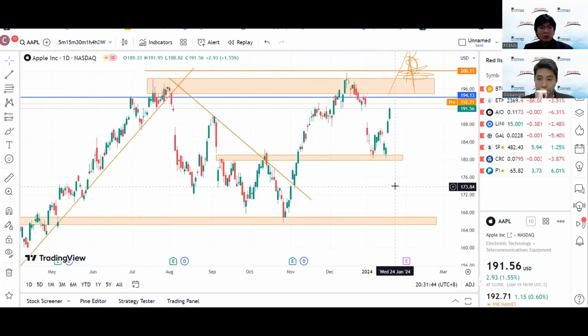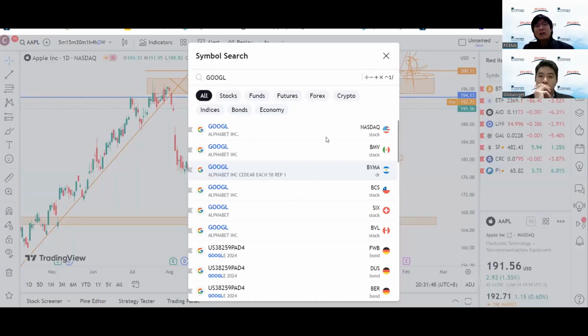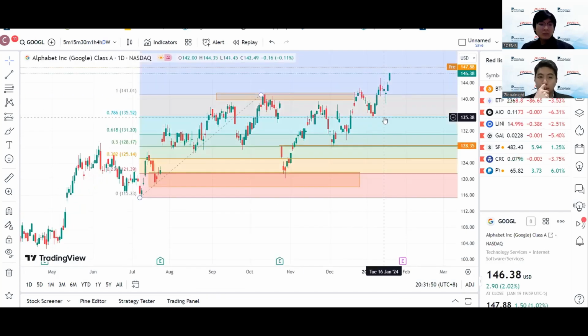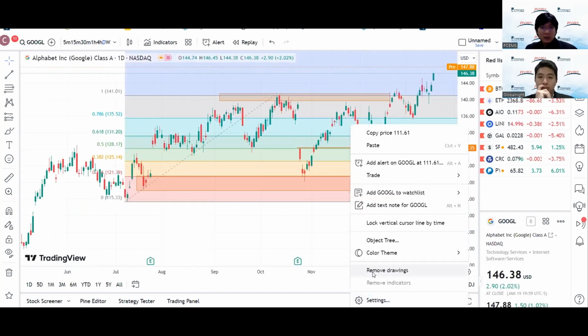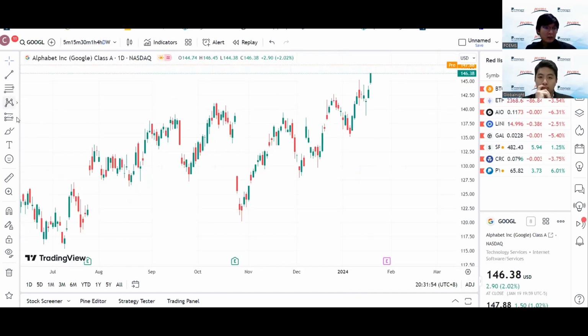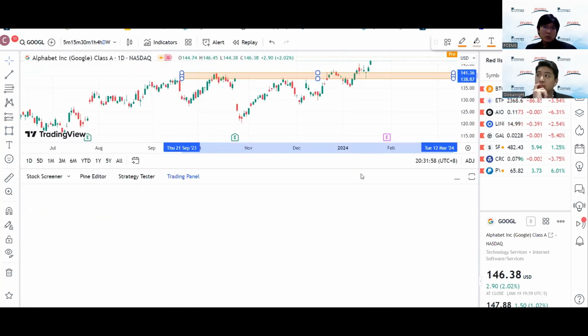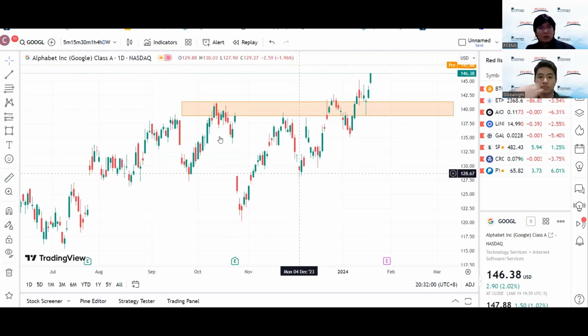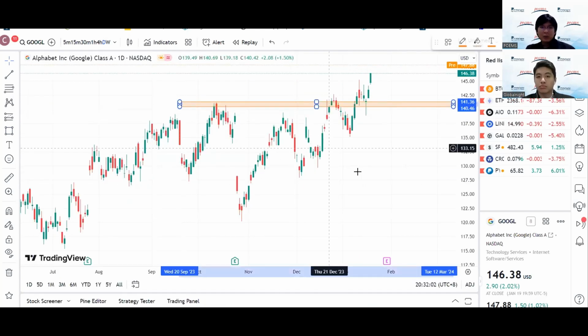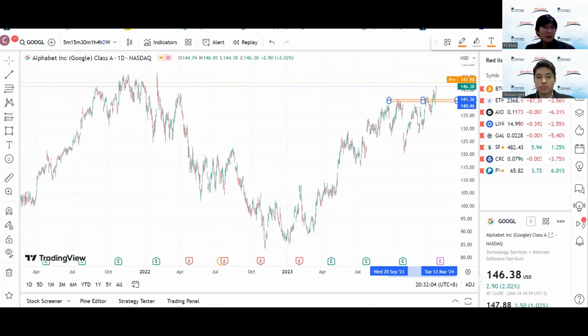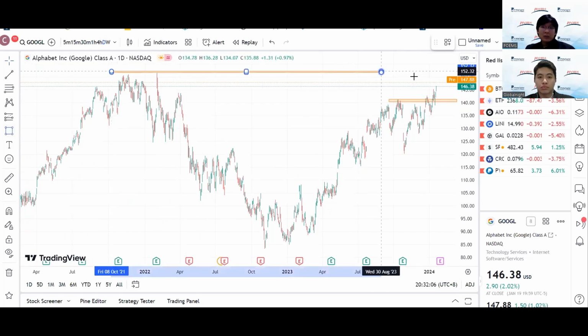The next one I want to share from the Magnificent 7 is Alphabet, Google. Let me just remove everything. Google recently broke away from its range area, trying to come back to its all-time high at the 150 level.